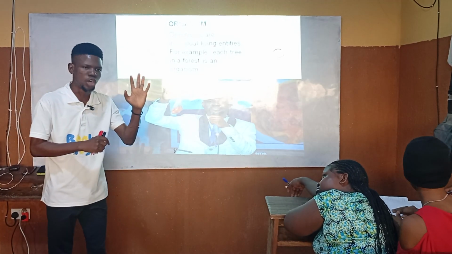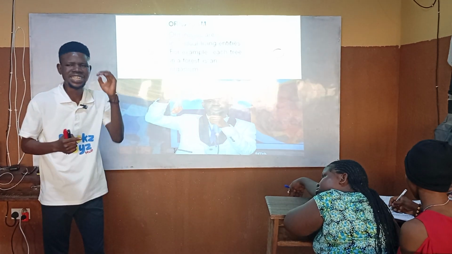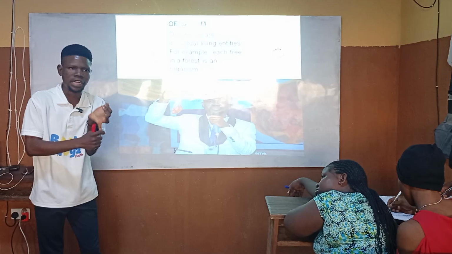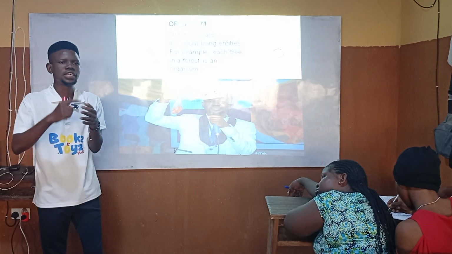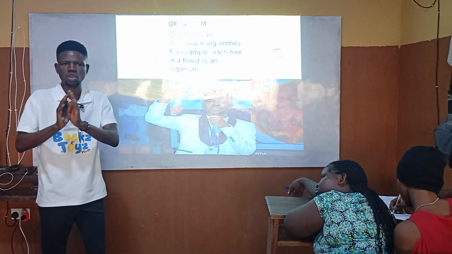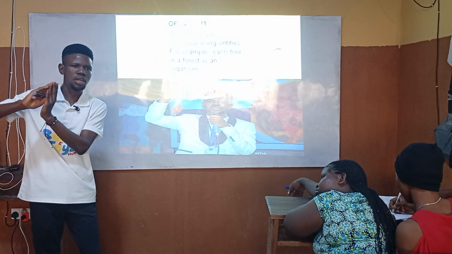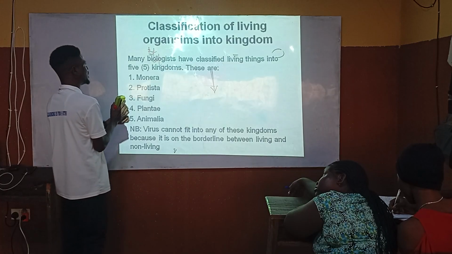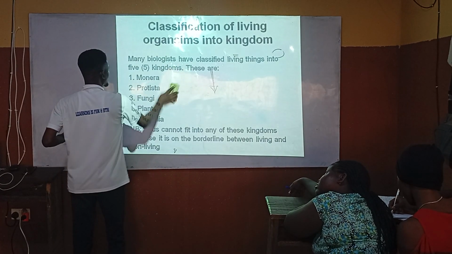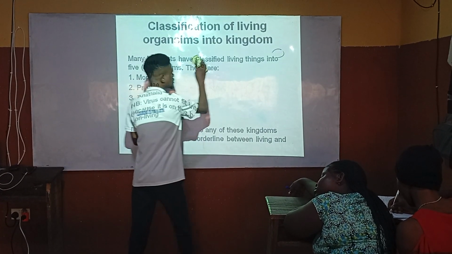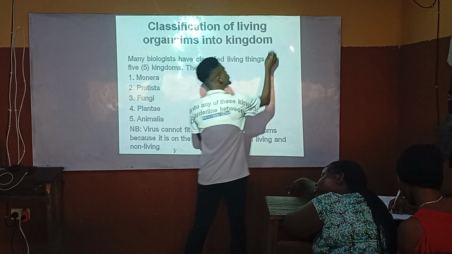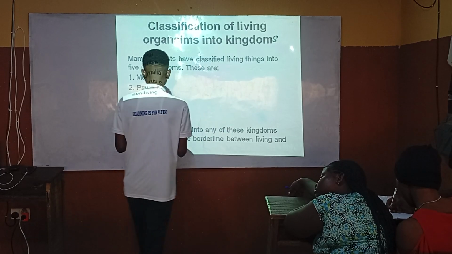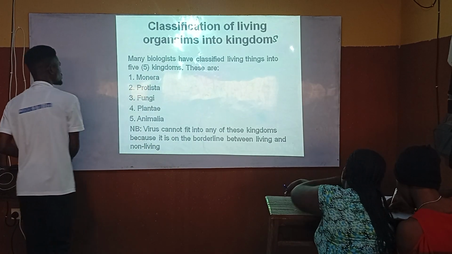Even out of these five kingdoms, we still have some organisms that we can't put in any of the five kingdoms. An example is virus. Virus is not Monera, is not Protista, is not fungi, is not plant, is not animal. So we are going to discuss virus separately before looking at the kingdoms of living organisms. So that takes us to the next slide. Classification of living organisms into kingdoms.